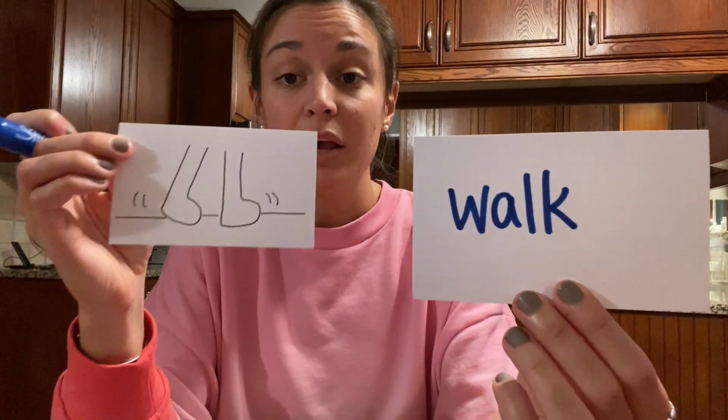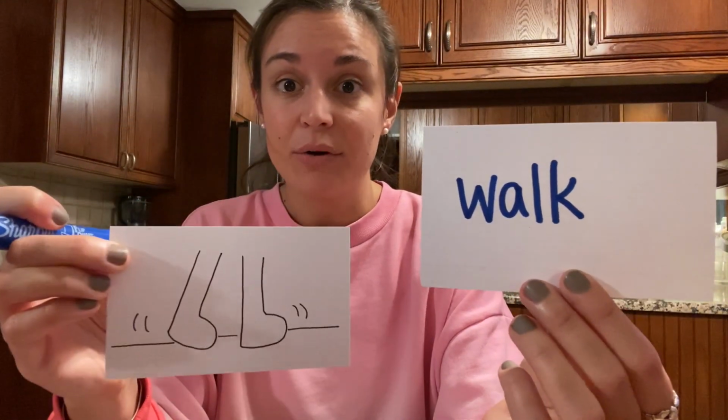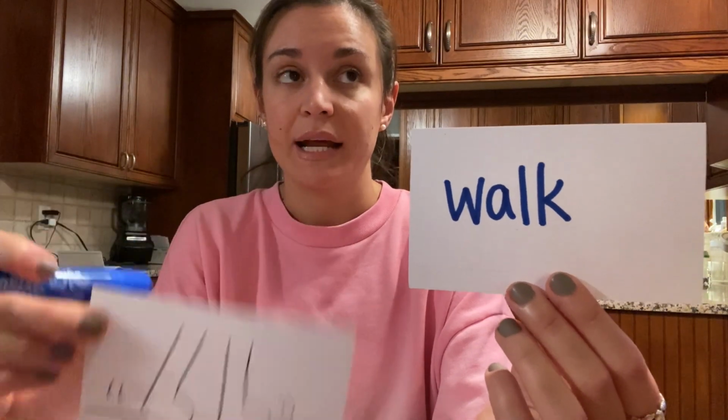Now I want to add some suffixes. So I want to show that somebody is walking right now. If they're walking right now, I need to add the suffix ing, I-N-G. So I'm going to underline the base word and circle my suffix. Somebody is walking their dog right now.